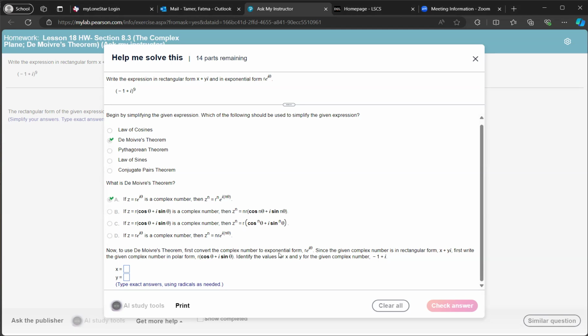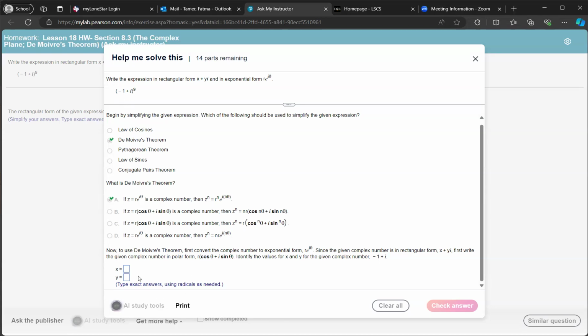So we have exponential form, we have polar form, and we have rectangular form. Rectangular form means x + yi. Complex number in exponential form means r times e to the power of iθ. And polar form means r times (cos θ + i sin θ). So we're going to convert this -1 + i to the exponential form. But before we convert it to the exponential form, first we're going to convert it to a polar form.